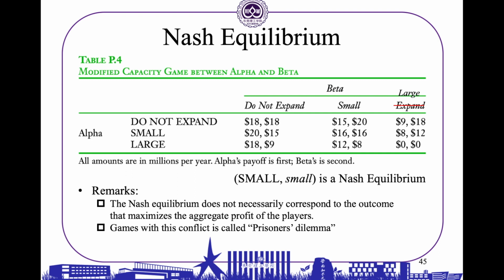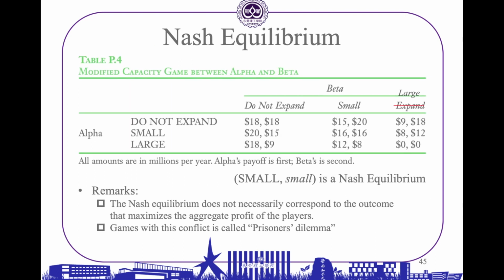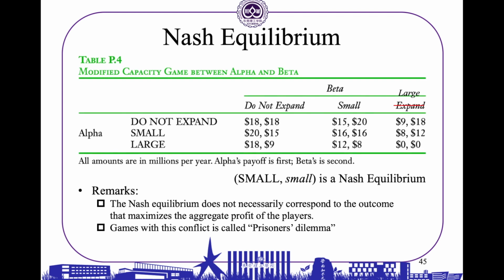Consider that given beta chooses large, alpha would choose do not expand. Given alpha does not expand, beta would choose small expansion. Given beta chooses small expansion, alpha would choose small expansion too. Given that alpha chooses small expansion, beta would stick with small expansion. Therefore, small is a Nash equilibrium in this modified capacity game.